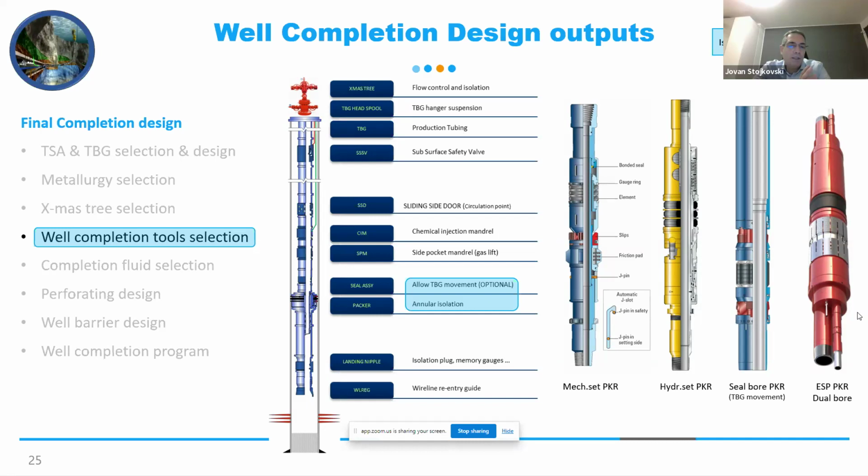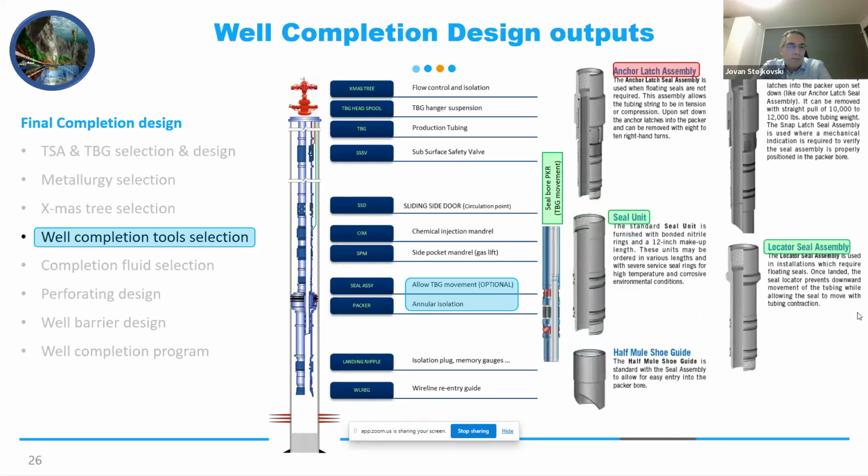Some packers come in a system where we first install the packer and the tailpipe in the well, and then the upper completion. If we are coming with the complexity like in this picture, with control lines, a safety valve, and chemical injection, then we can run it separately and connect with the packer. In that case, we are using a seal bore packer configuration. Of course, there is also a special application when we have very complex wells, or, for example, ESP pumps, then we can use this dual ESP packer bore type of packer.